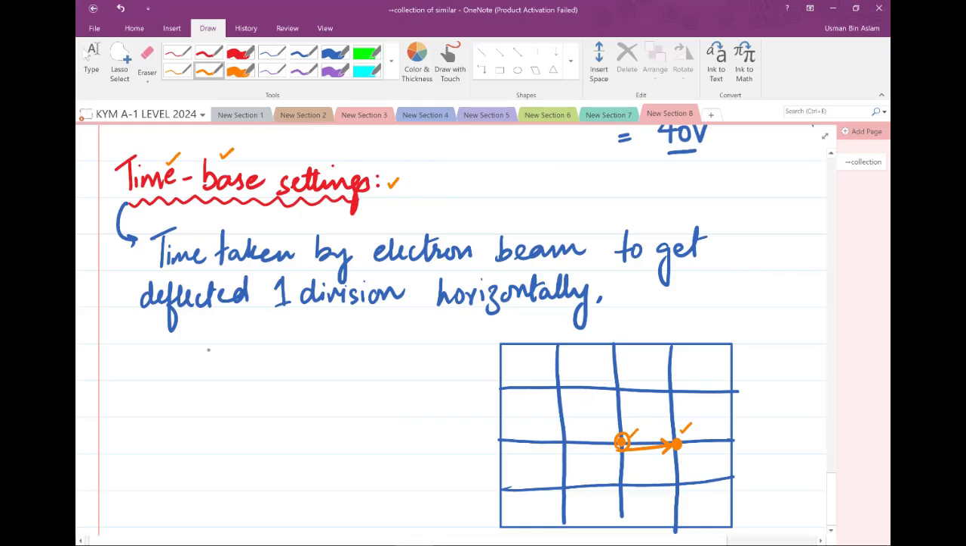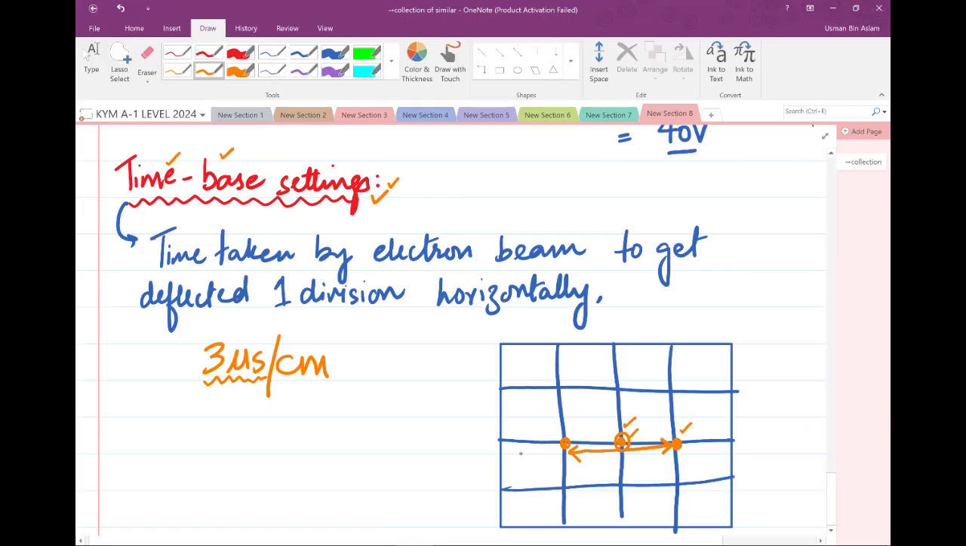Okay, let's say they tell you 3 microseconds per centimeter. That would simply mean that it took the electron beam 3 microseconds to move 1 centimeter towards the right. Or if the spot was moving towards the left, that would mean it took 3 microseconds for the spot to shift 1 centimeter towards the left. So basically, the time-base setting gives us a value of time.